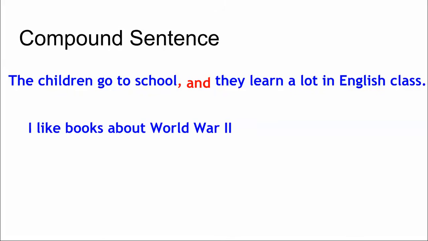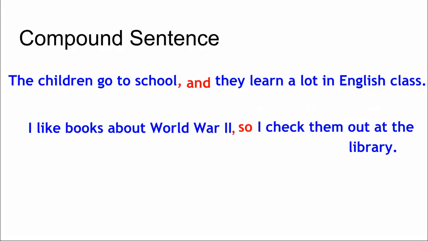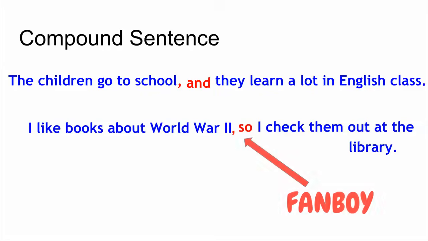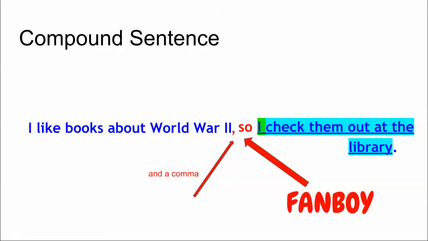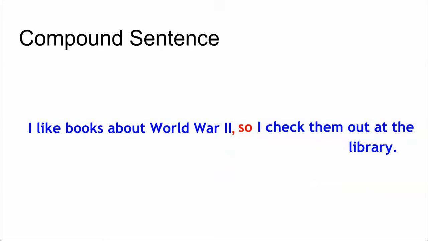I like books about World War II, so I check them out at the library. Let's test it. There's the fanboy. There's the comma. On the left side, I see a complete thought. I is the subject. Like books about World War II. And on the right-hand side, I also see a complete sentence. I is the subject. Check them out from the library. So again, this is a compound sentence. I like books about World War II, comma, so I check them out at the library.